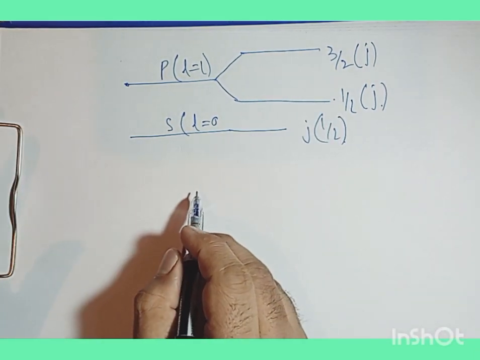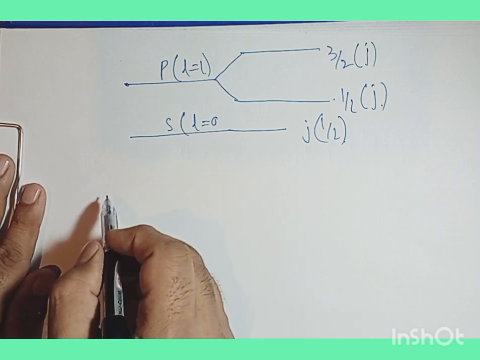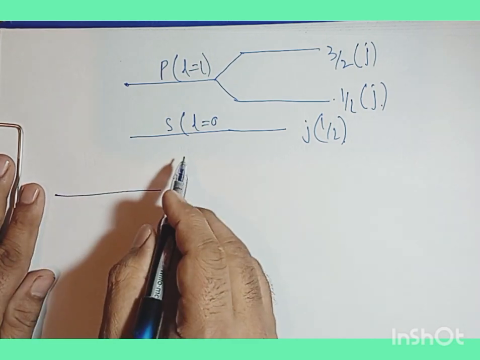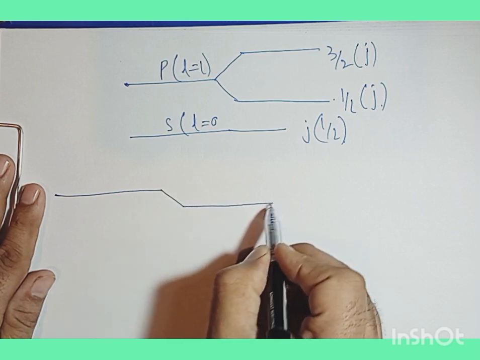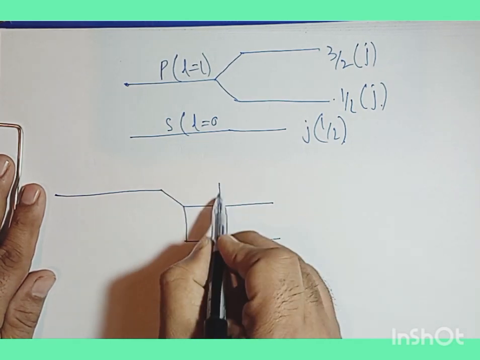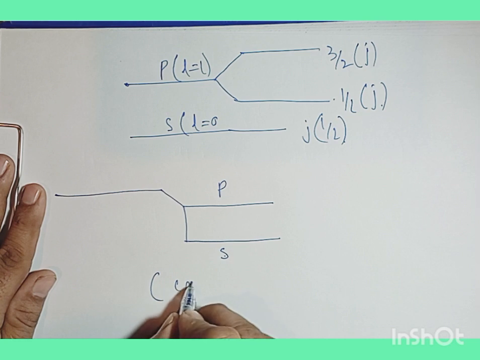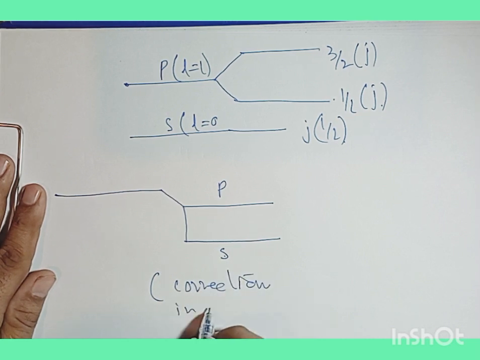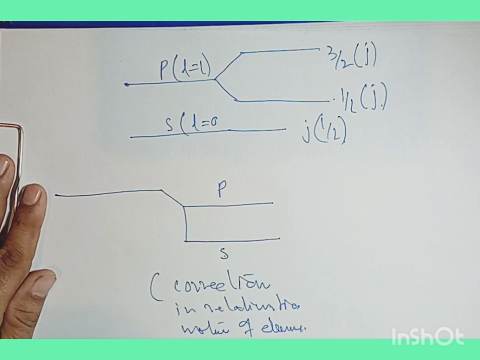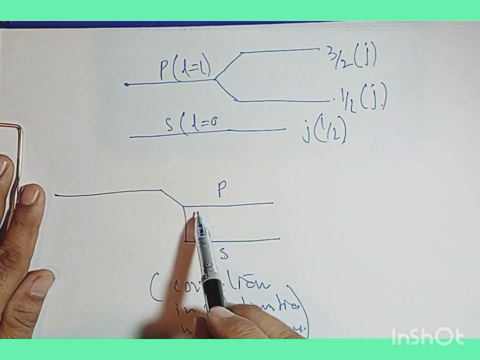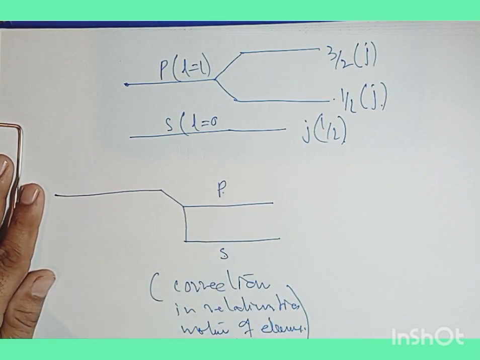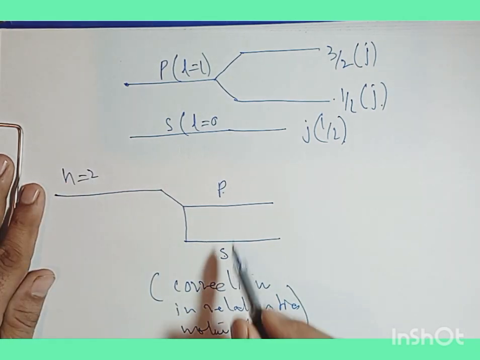So I would like to generalize what we have done till now. We have a situation where suppose we have a level, and this level has two states, and one state is P state and another state is S state, and these two states are a result of correction in the relativistic motion of the electron's kinetic energy. So we have a correction, and that correction gives birth to P and S for this n is equal to 2 state.